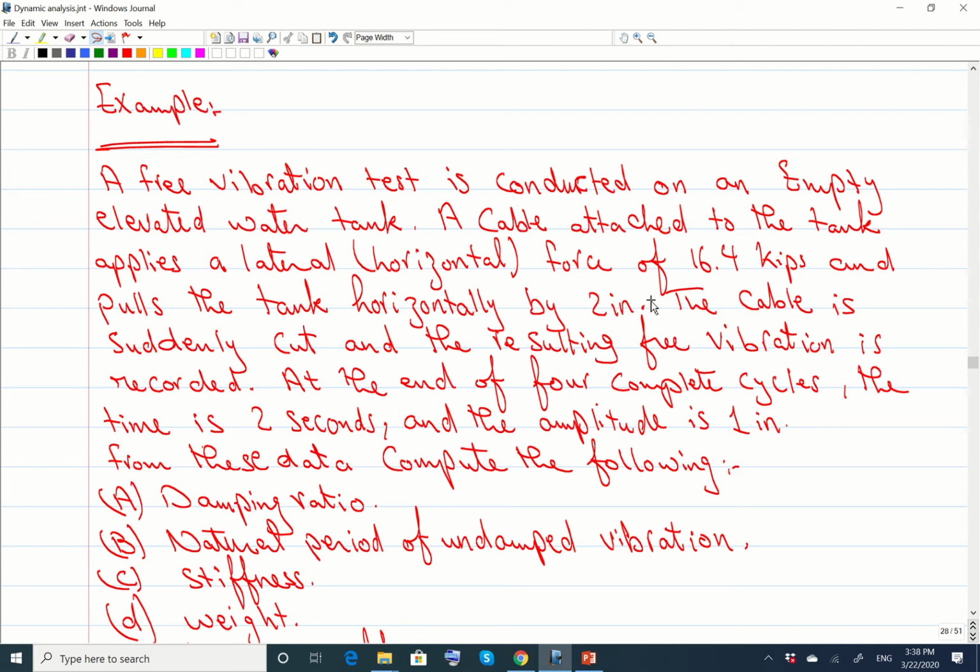Now the force applied on the structure is 0, but there is an initial displacement of how much? 2 inches. There is no initial velocity. The initial displacement is 2 inches. Now what will happen to this elevated water tank? It will keep oscillating, as we learned, and the amplitude of the oscillation will keep decreasing in each cycle.